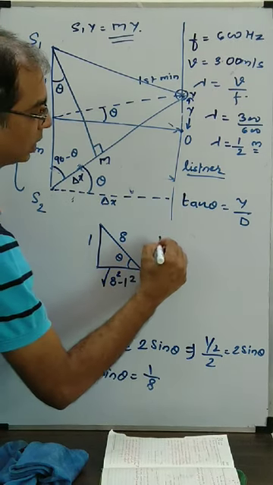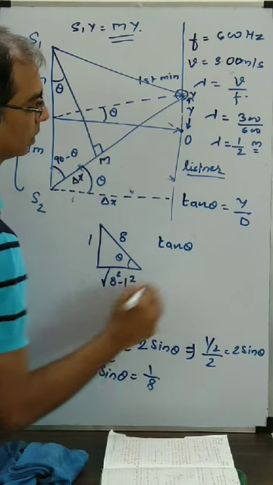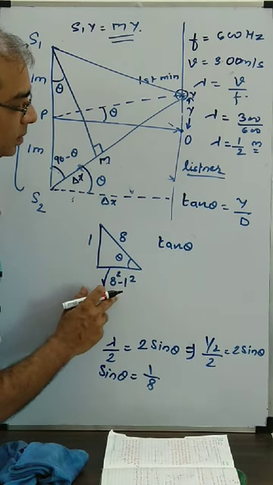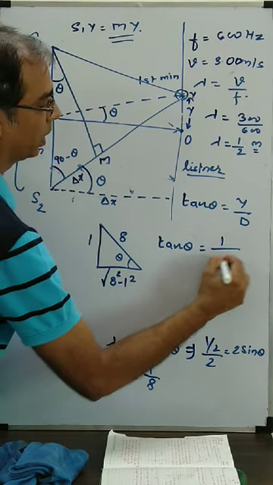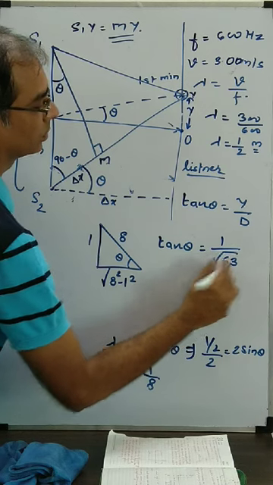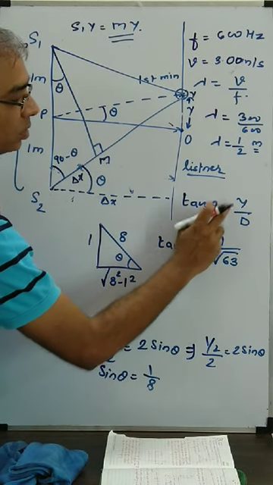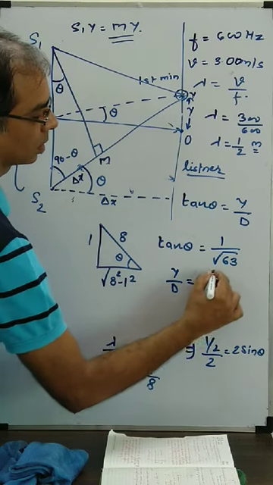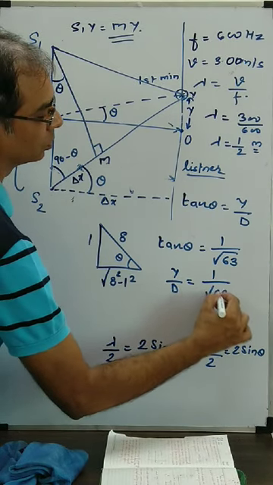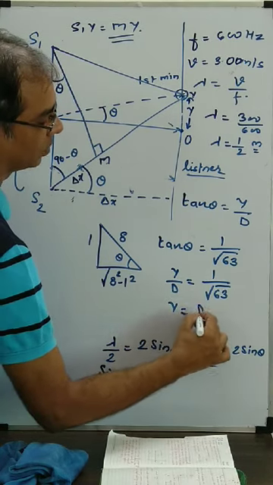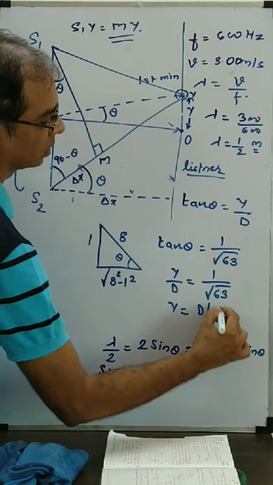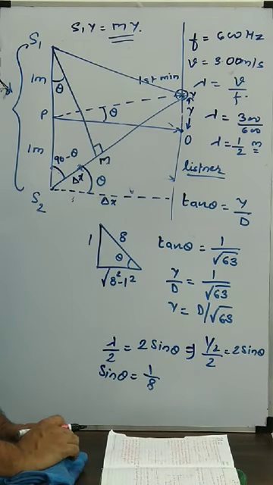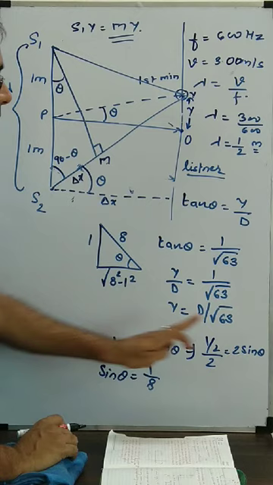Okay, so tan theta will be what? Tan theta will be equal to opposite by adjacent, that is 1 by root over 63. Okay, but tan theta is also y by d. So what will be y value? Y value will come as d by root 63. This is how we calculated in our last class also. Okay, this will come d by root 63.